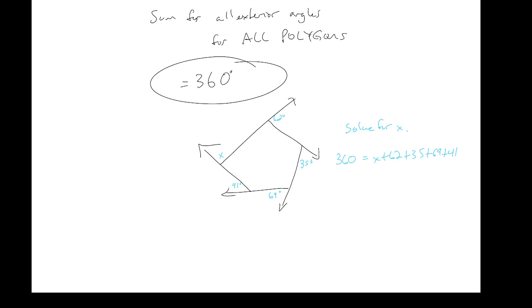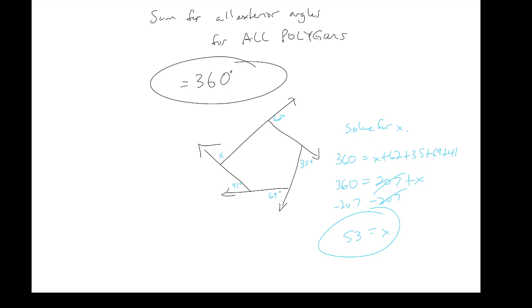And that's really straightforward, guys, right? So we're going to have 360 is equal to 207 plus X. I'm going to subtract 207 from both sides, right? And that is 53. Okay?